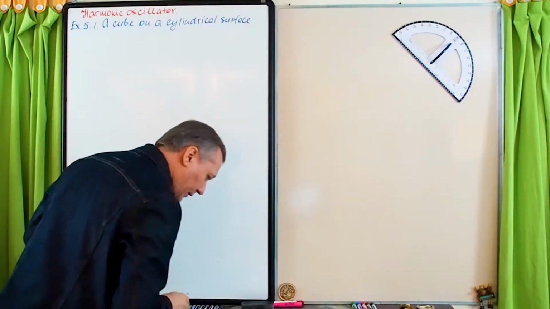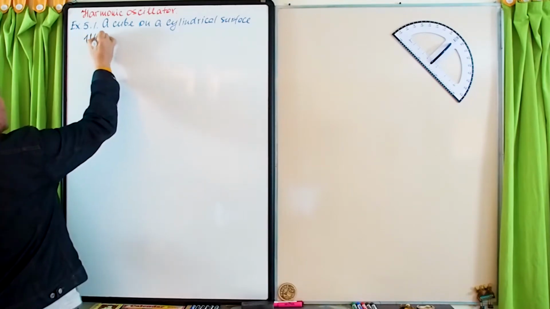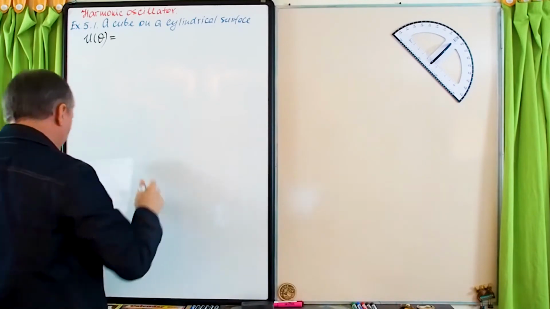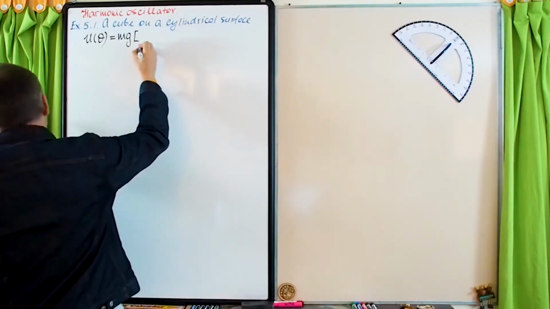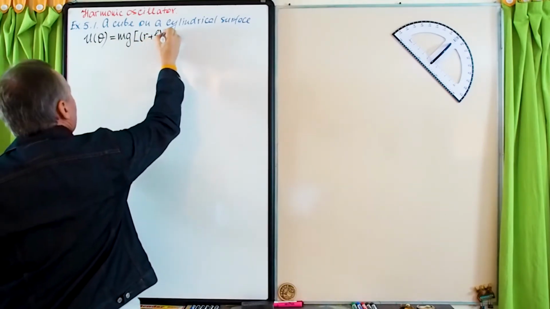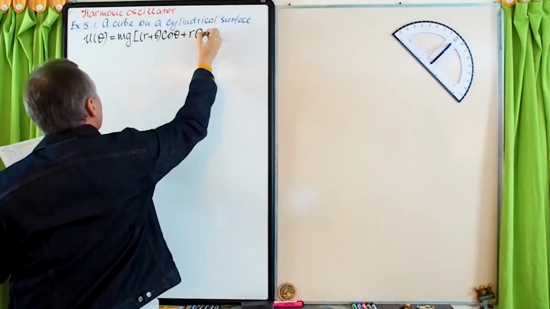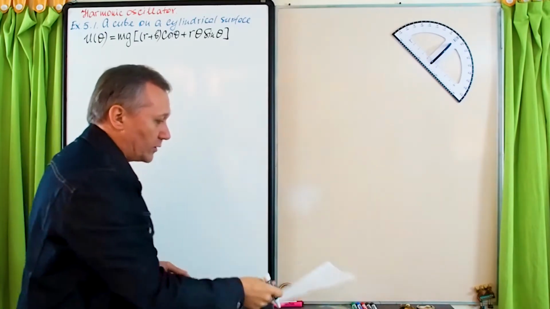Of course, I don't remember, I need to look. So we derived this: U as a function of theta equals, I will just grab my notes, mg times (r plus b) cosine theta plus r theta sine of theta. Okay, so that was our function.